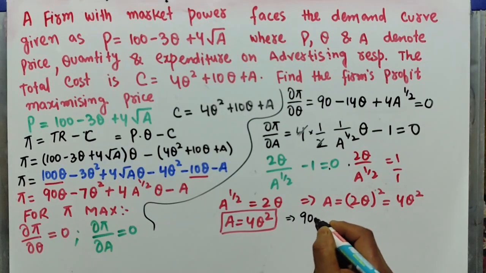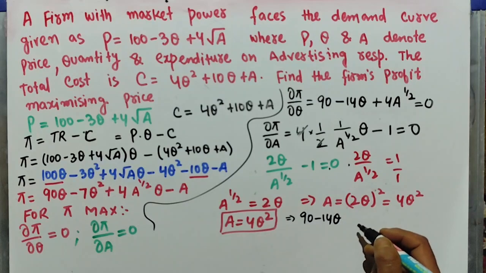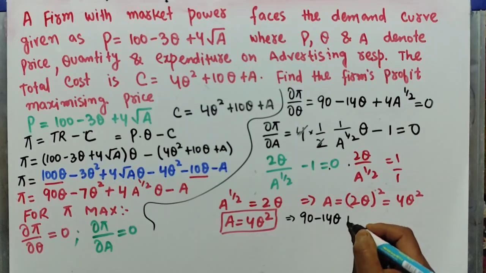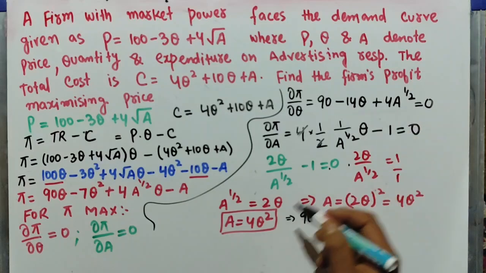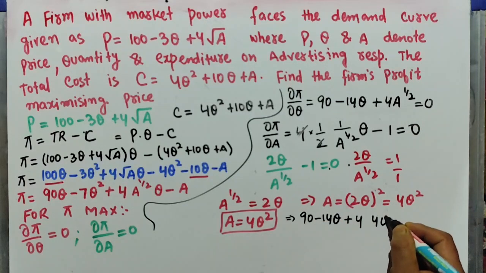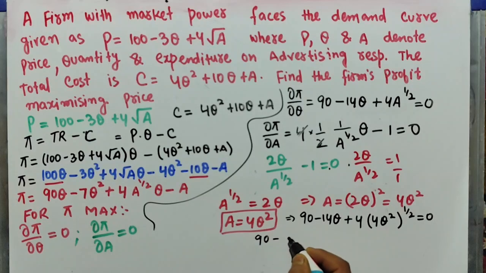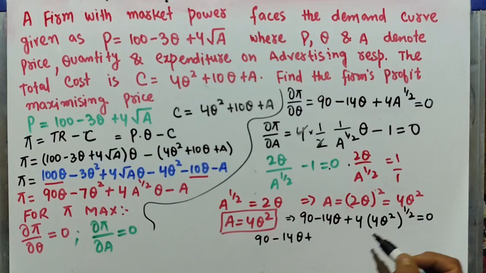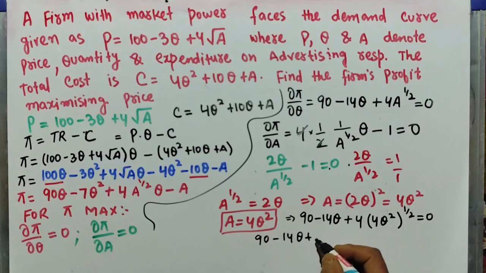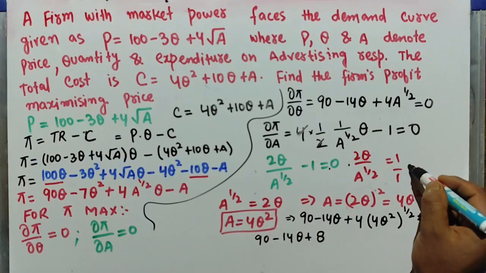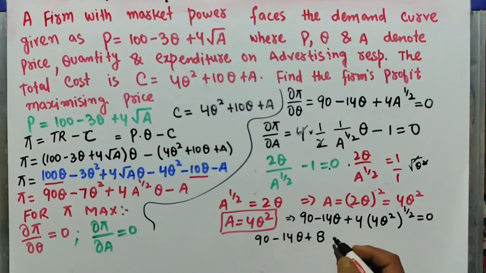So we have 90 minus 14q plus 4 times a, which is 4q square, whole raised to the power 1 upon 2, and we set it equal to 0. Which implies 90 minus 14q plus, 4 raised to the power 1 upon 2 is 2, so 4 times 2 is 8, we get 8. So q square gets cancelled, we get 8q, and we set it equal to 0.